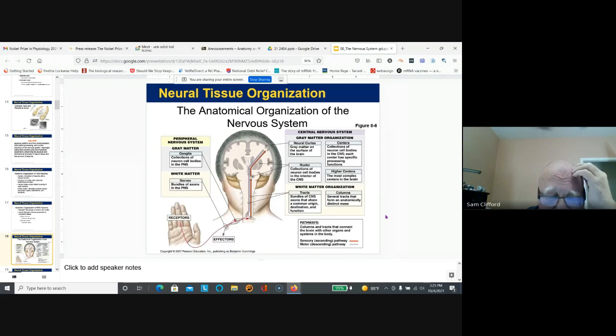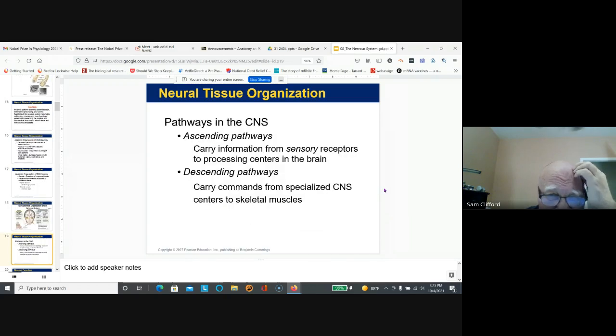So make sure you understand these two divisions, the peripheral nervous system and the central nervous system. Sensory information goes up to the brain and spinal cord. Ascending pathways carry information from the periphery to the central nervous system. Descending pathways carry commands from the CNS, and ultimately the central nervous system is going to send out output once analysis is done.